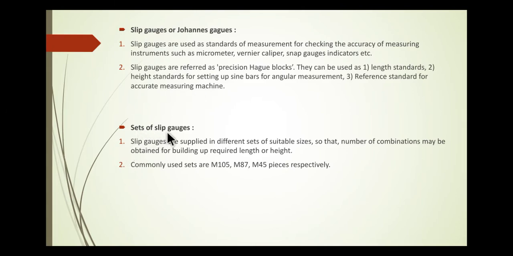Now, sets of slip gauges. Slip gauges are supplied in different sets of suitable sizes so that a number of combinations may be obtained for building up the required length or height. Commonly used sets are M105, M87, and M45 pieces respectively.